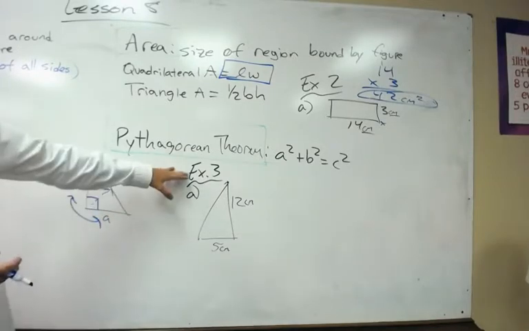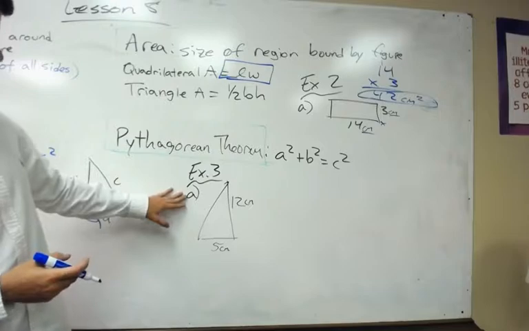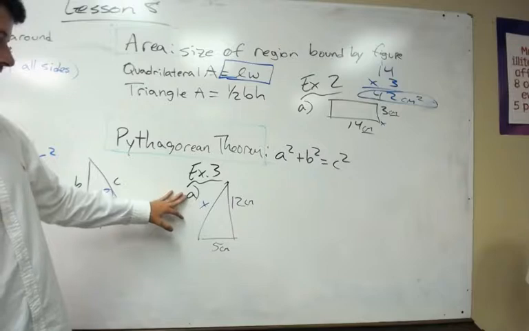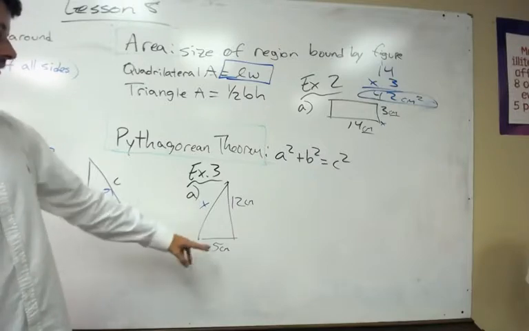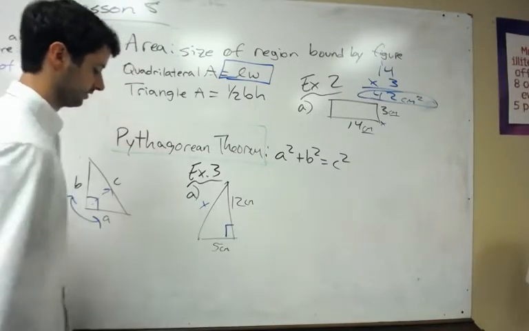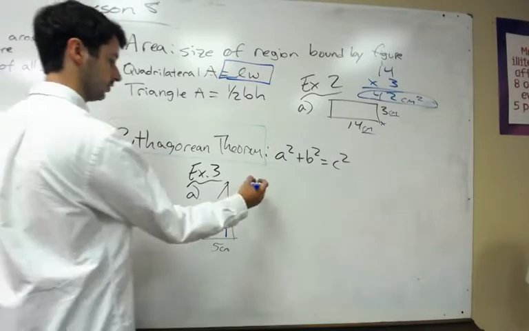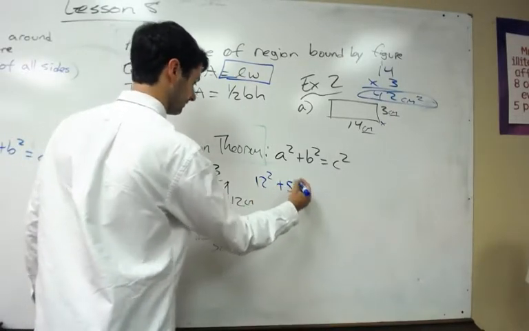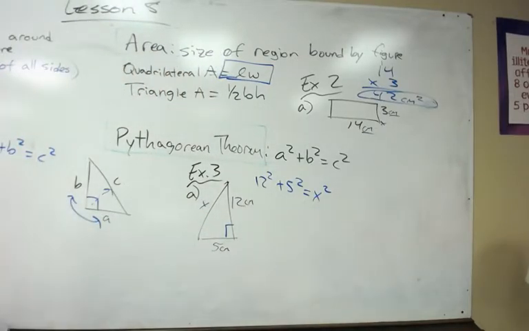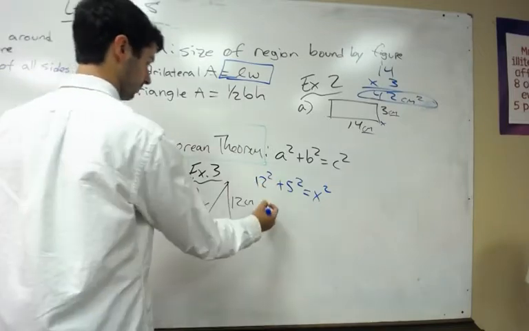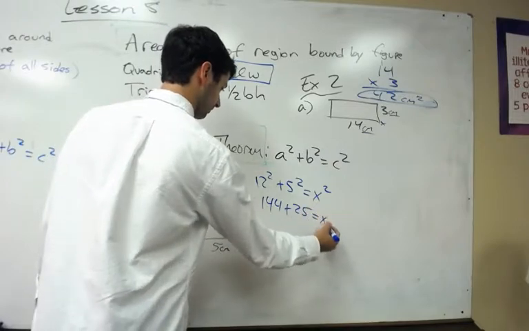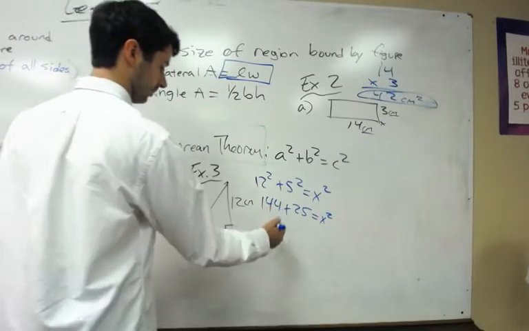So in example 3a, if we're trying to find x, the hypotenuse, we would just plug this into our Pythagorean theorem. 12 and 5 are both legs, because that's a right angle. So we would do 12 squared plus 5 squared equals, I'm going to call it x squared since that's our variable. And then you solve. 12 squared is 144. 5 squared is 25. Those added together are 169.